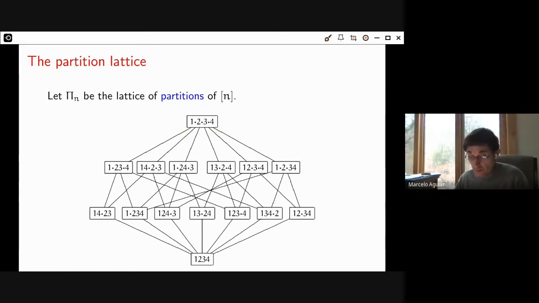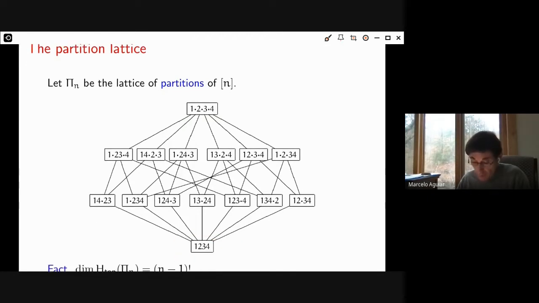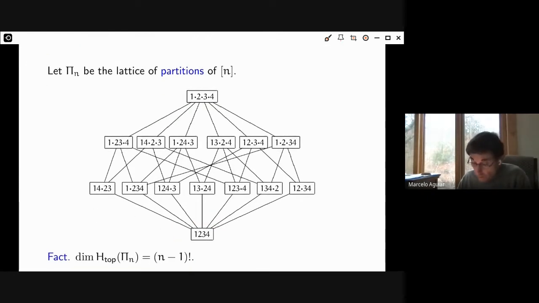So for example, at the top here, I drew the partition into singleton blocks. So the 4 elements, so n is 4 in this picture, have been split into blocks of size 1. But at the very bottom, what I have is the partition into 1 block. And in between, you have all other partitions of this set of 4 elements. And I'm viewing this as a partial order in which the order is refinement.